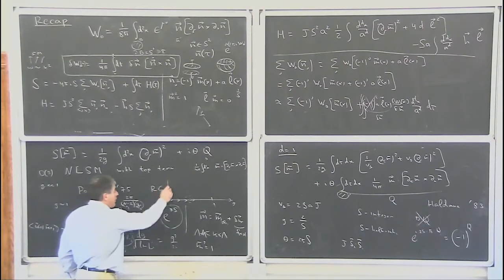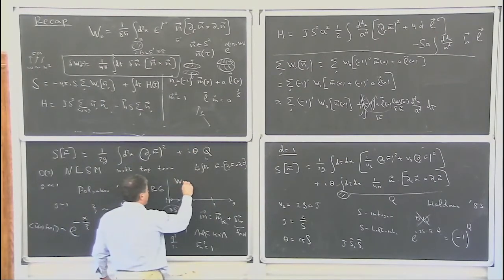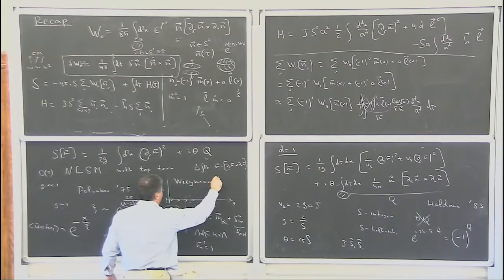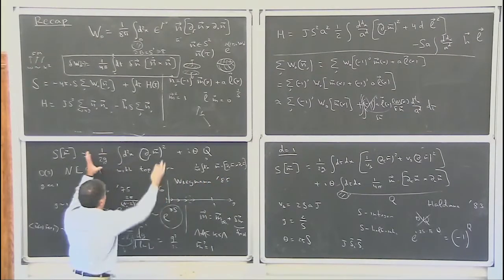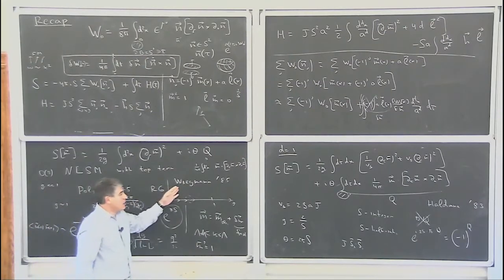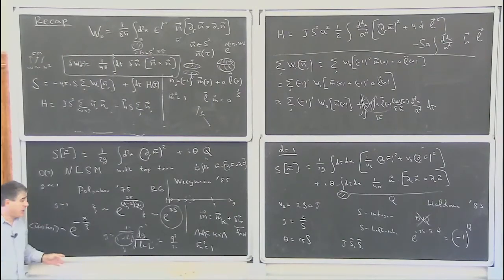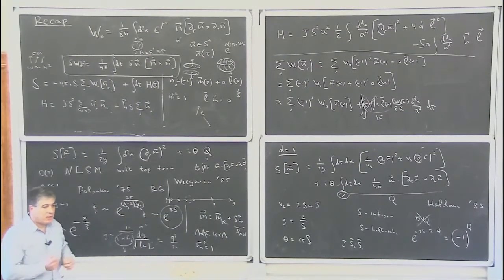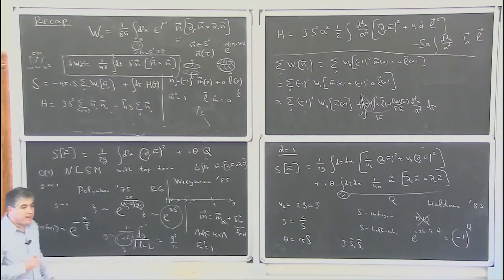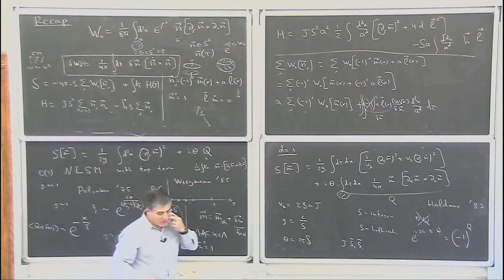This was done for the model without the topological term in 85, when Wiegmann solved this model exactly using the Bethe ansatz. And he found that there is a gap in the spectrum, there is a mass, and correlation functions decay exponentially with roughly this exponent. So this is like a confirmation. But then the question is what to do with the nonlinear sigma model.